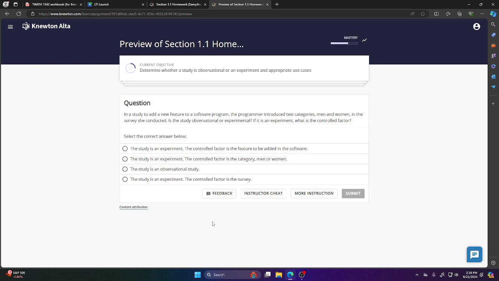In a study to add a new feature to a program, they have two categories: the survey, observational, or this. If it's an experiment, let's control this. Okay. Add a new feature. Programmer introduces two categories in the survey. I guess they're just asking if you're male or female or something like that. I don't really know. So is the study observational or experimental? Yeah, I think so, because you can't like experiment like that. I don't know. We're gonna just do observational.